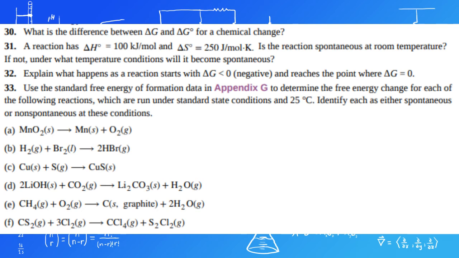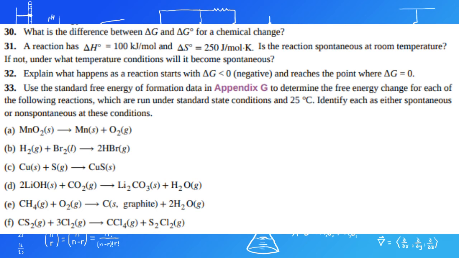33. Use the standard free energy of formation data in Appendix G to determine the free energy change for each of the following reactions, which are run under standard state conditions and 25 degrees Celsius. So like I was saying before, the delta G values in that table are for 25 degrees Celsius, but I don't know why the calculation I did didn't work.